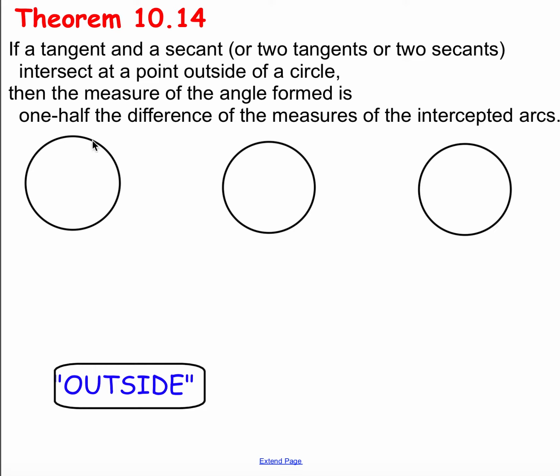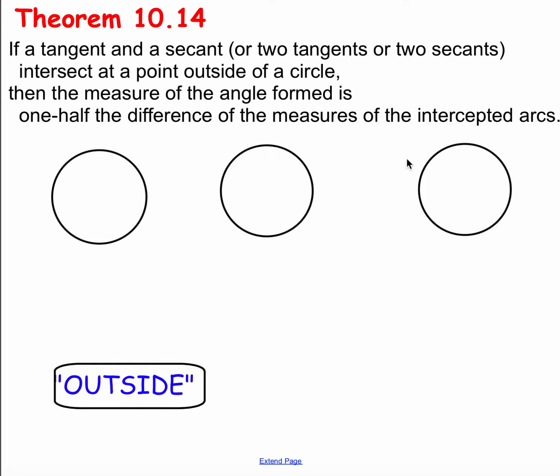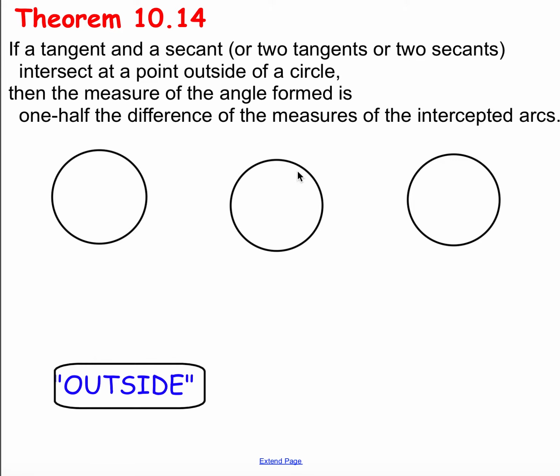So theorem 10.14 says this: if a tangent and a secant, or two tangents or two secants, intersect at a point outside of a circle, then the measure of the angle formed is 1/2 the difference of the measures of the intercepted arcs. I have 3 circles here because we're going to draw each of those pictures.